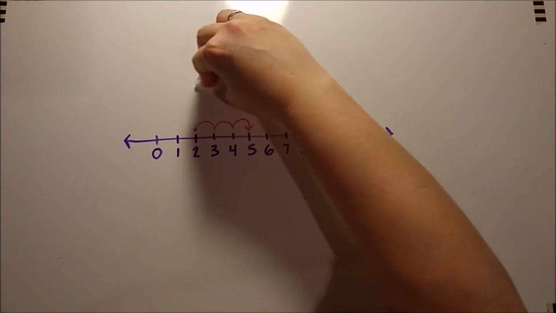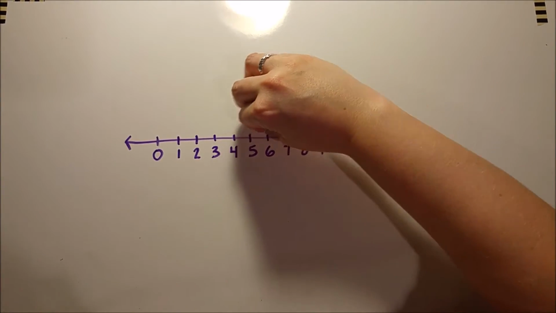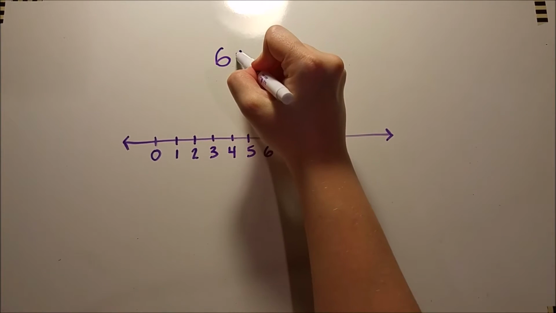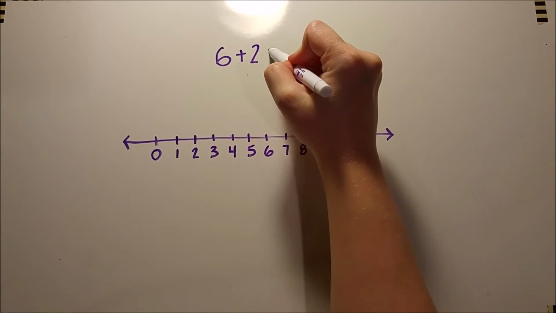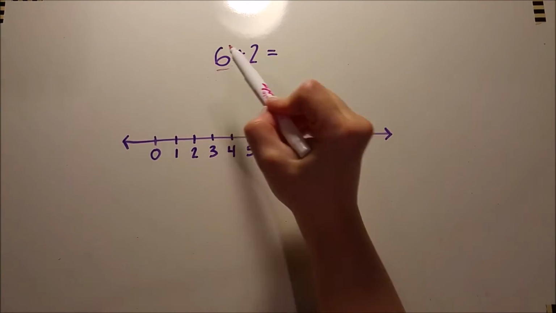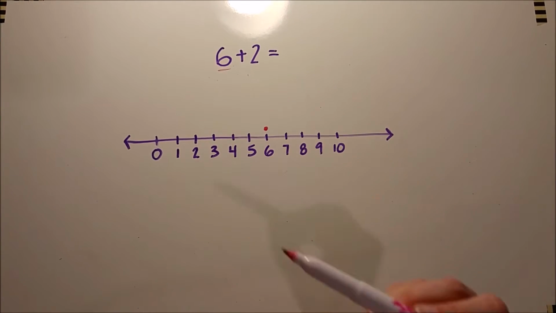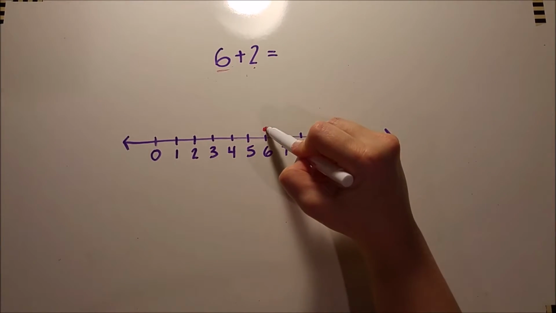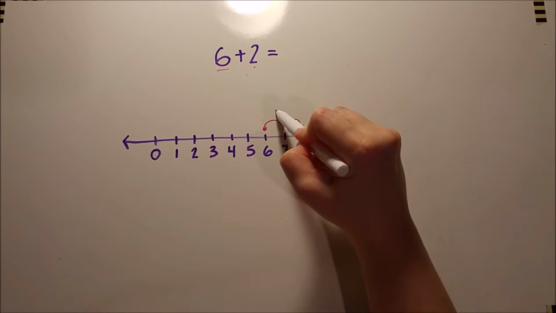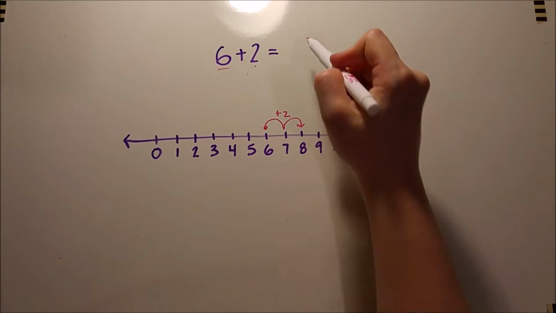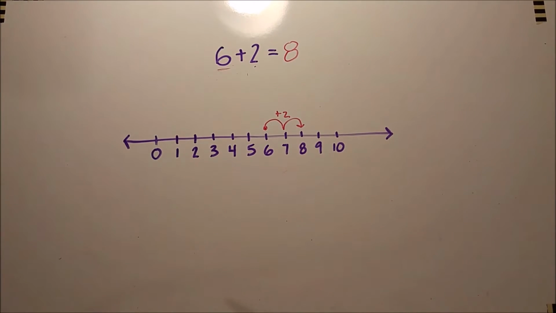See another one. Say we had 6 plus 2. What would that be? Well, we're going to start at 6, so we'll find 6 first. We're going to add 2, so we want 2 hops. 1, 2, that's plus 2. Okay, so 6 plus 2 is 8. 2 more than 6.